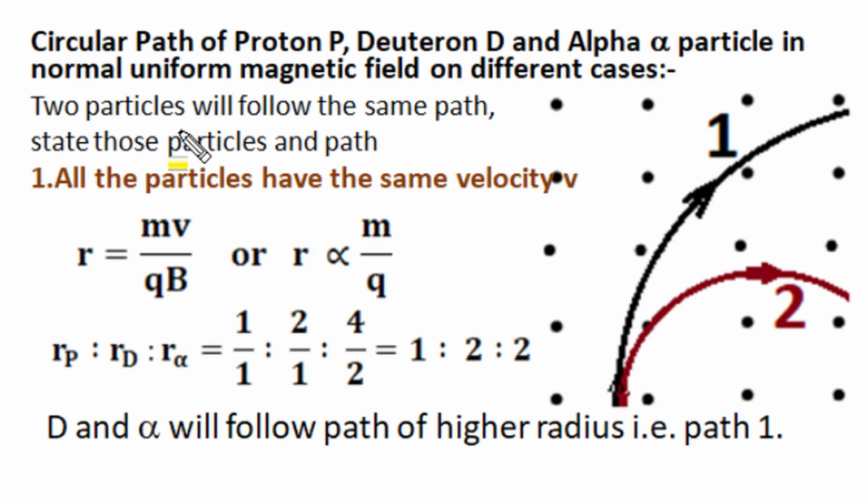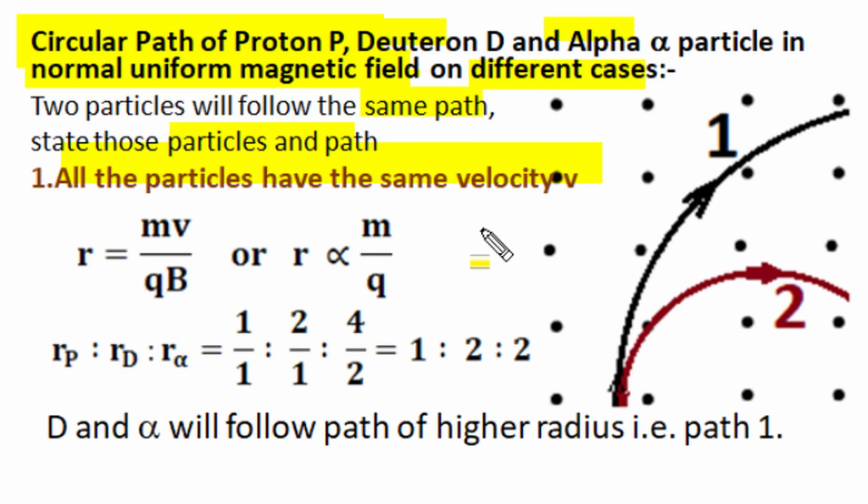This conventional textbook example is a very popular examination question pattern, and it has 4 different conditions. We are given 3 particles, proton, neutron and alpha, which enter a uniform normal magnetic field and perform uniform circular motion on 2 different paths. We have to find those 2 particles which follow the same path, and we have to state that path and those particles. So in the first condition, all 3 particles, proton, neutron and alpha, have the same velocity before they enter the uniform normal magnetic field.